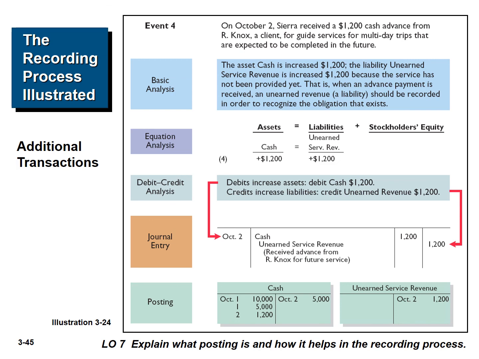Event 4, October 2nd, they received a $1,200 cash advance from a client. Remember that cash is increased by $1,200. The liability unearned service revenue is increased by $1,200 because the revenue has not yet been earned. So we have cash going up by $1,200 and unearned revenue $1,200. Debits increase cash, credits increase liabilities. We journalize that, debit cash, credit unearned service revenue, and then post those transactions.